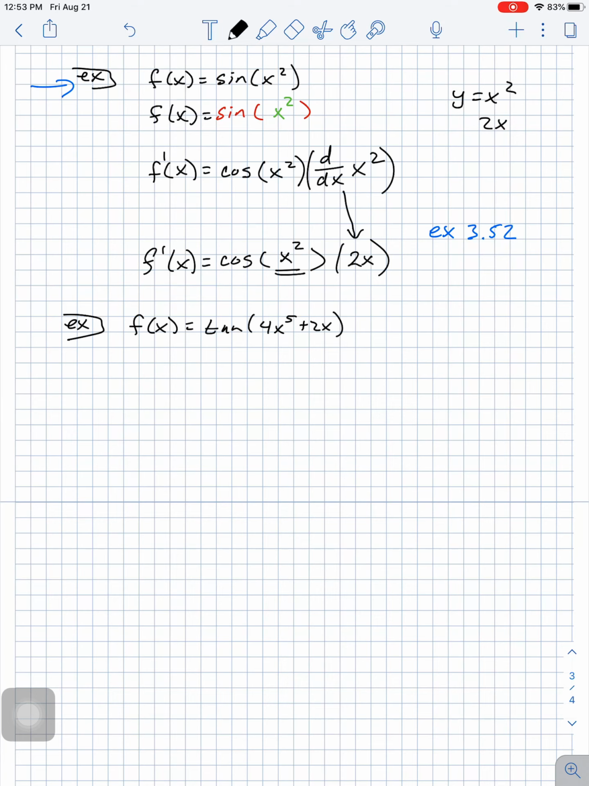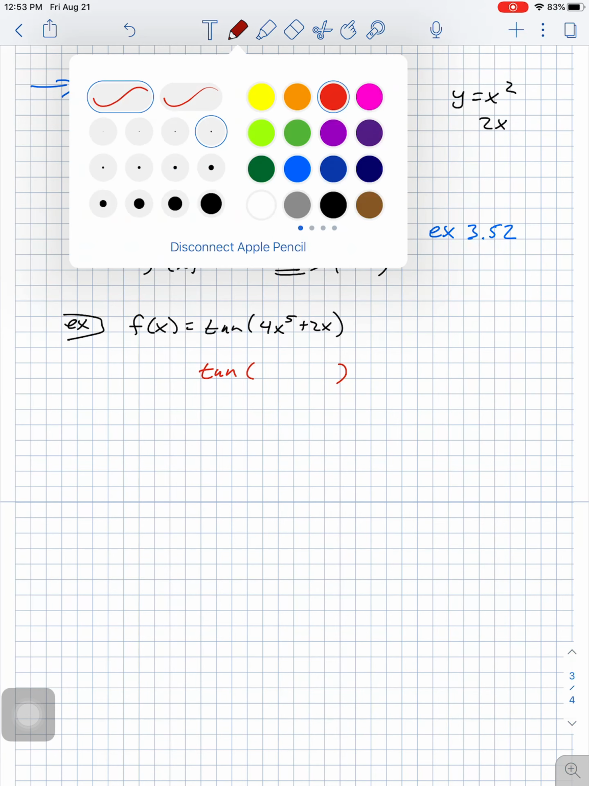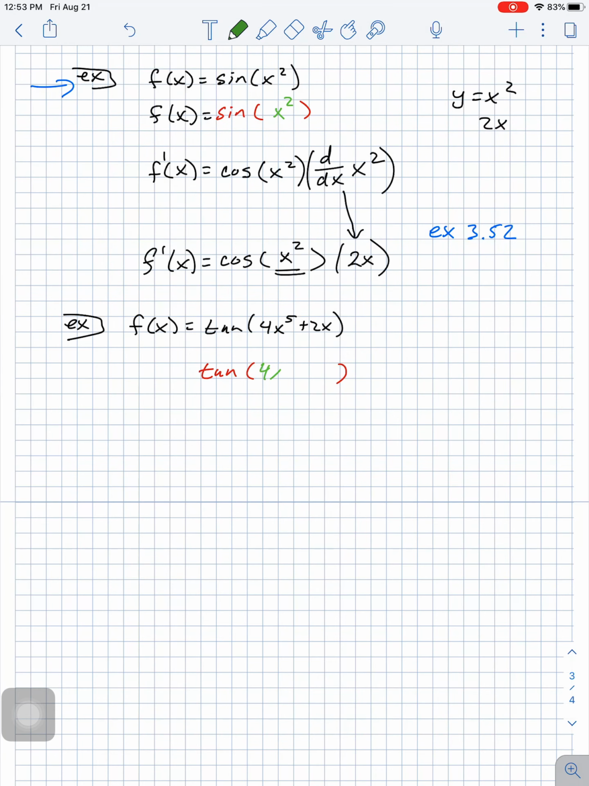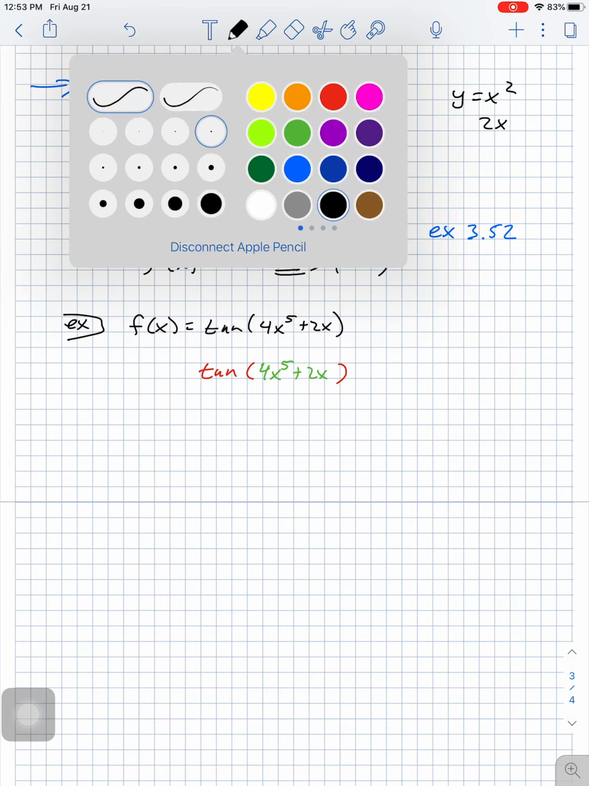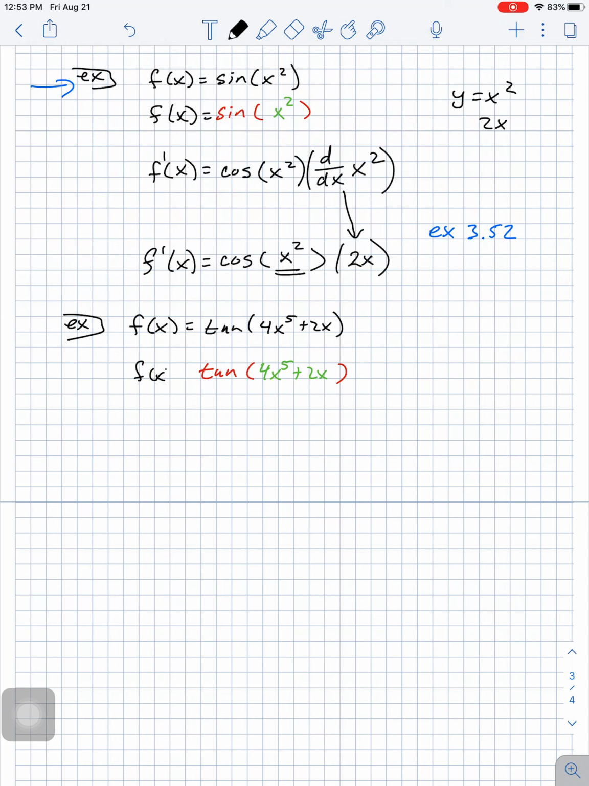All right, I want to find the derivative of this. So, we're going to do the chain rule. Everything's a chain rule. So I have to identify the outside and the inside function. The outside function is tangent, and the inside function is 4x to the fifth plus 2x. Okay, so that's how my function is breaking up.